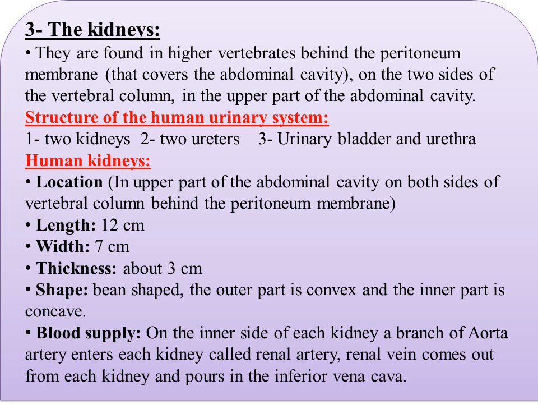When we talk about the blood supply of the kidney, you have to know that on the inner side of each kidney, a branch of the aorta, which is the biggest artery in the body, enters each kidney, called the renal artery, while the renal vein comes out from each kidney and pours into the inferior vena cava.